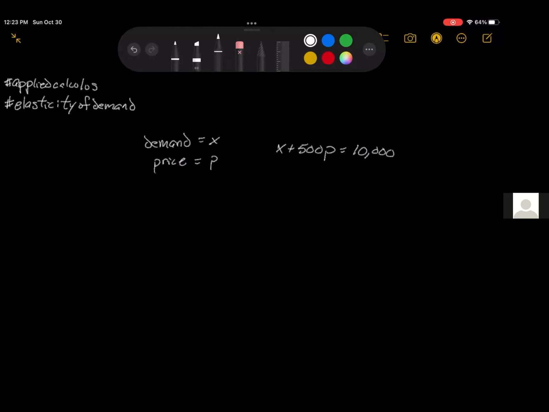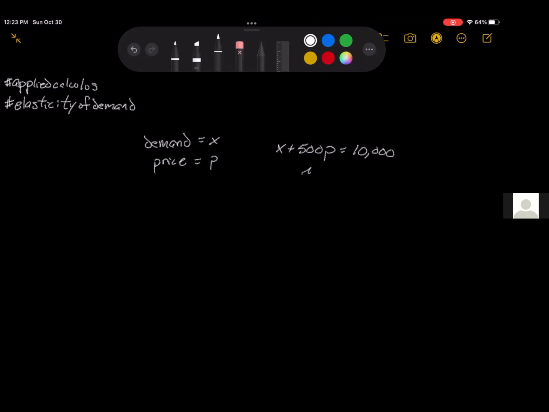So I want to study elasticity of demand, that is how demand changes, the relative rate of change in demand compared to the relative rate of change in price. Right? We know that as I increase price, my demand is going to drop. We want to study this relationship.